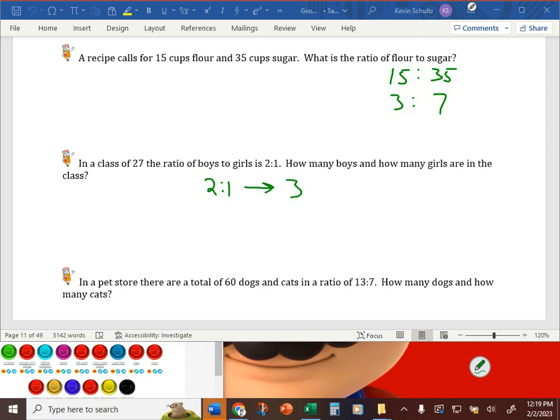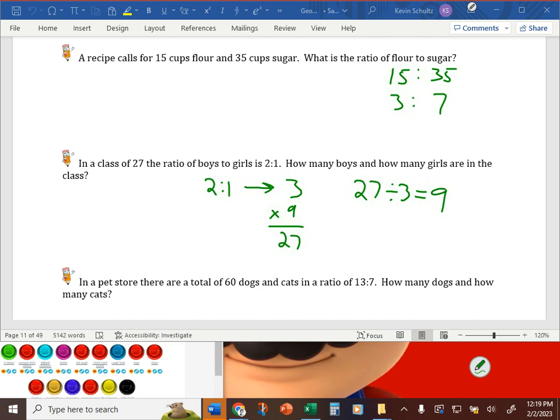Okay, so now the question is, well, how many times does 3 go into 27? How many groups of 2 to 1 can we fit into 27? And that's where she said you're going to divide 27 by 3 to get that scale factor of 9. Another way to think about it is, what do I have to multiply 3 by to get to 27? You multiply by 9. Yes? Then you multiply the 9 by 2, so the ratio is 18 to 9.